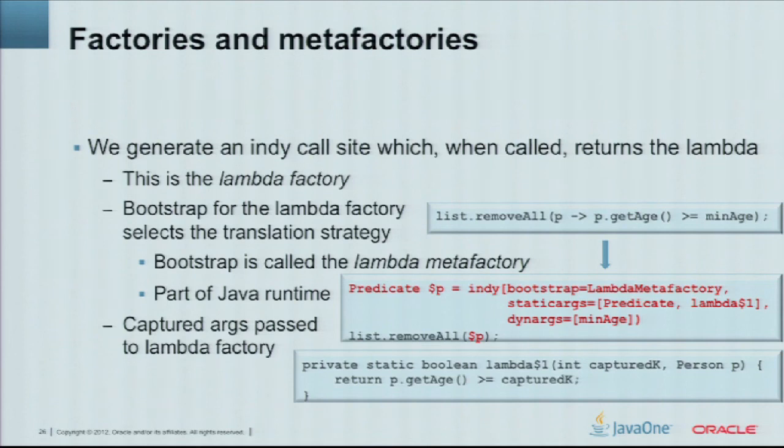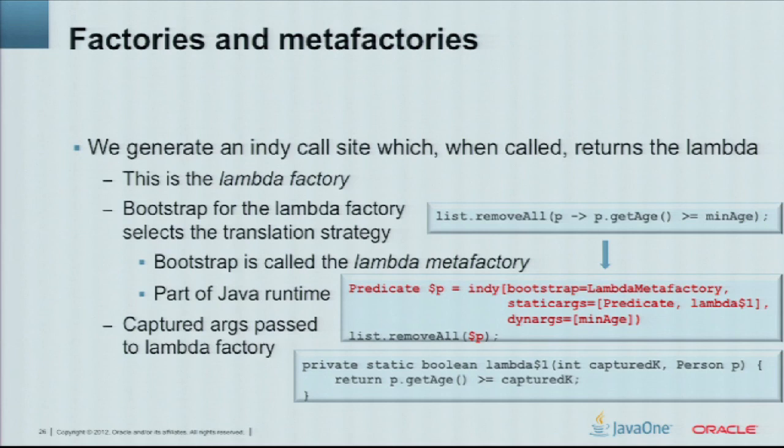What we do is we do an invoke dynamic. We say our bootstrap is the Lambda metafactory. This is part of the language runtime. The static arguments are the things that are known statically to the compiler, where the target type is predicate, and the desugared Lambda body is this Lambda $1. And then the dynamic arguments to the invoke dynamic instruction here are the captured arguments, the things that we would have passed to the inner class constructor. And the result of that is going to be an instance of predicate, and we just pass that to removeAll. Okay, so this is the code that the static compiler generates when you capture a Lambda.